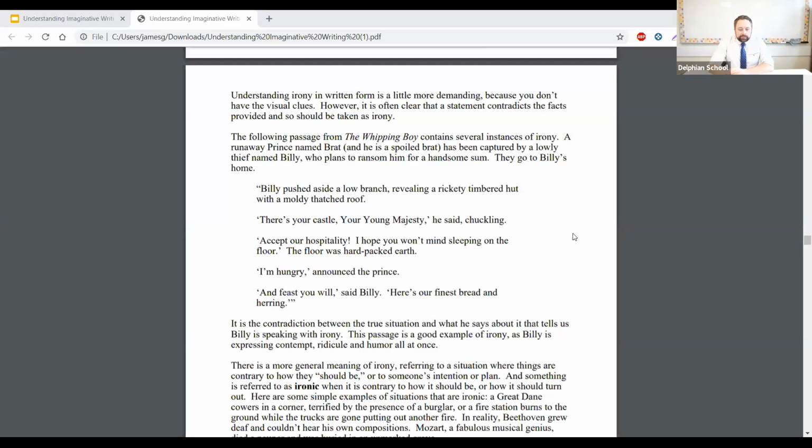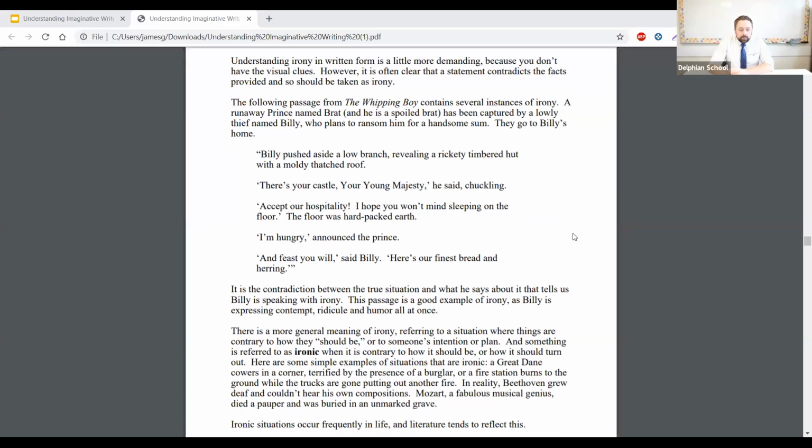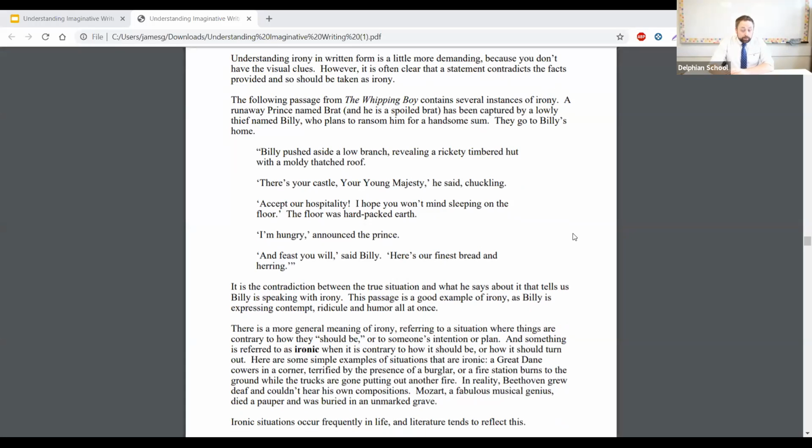This next part is taken from a book called The Whipping Boy, and it contains several instances of irony. A runaway prince named Brat, and he is a spoiled brat, has been captured by a lowly thief named Billy, who plans to ransom him for a handsome sum. And that means ransom is like, the person that's been kidnapped, the person who kidnapped them wants to get paid to give them back. And a handsome sum there means basically just a lot of money. So the thief has captured this prince, and he's going to ask for a lot of money to send him back. So they go to Billy's home, and here's the part from the actual book.